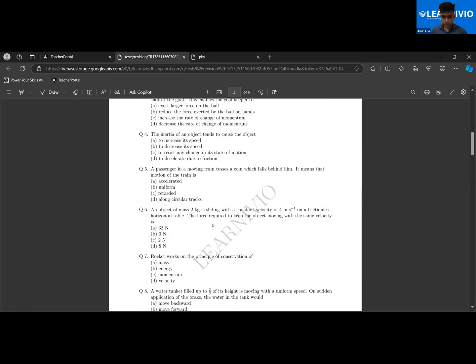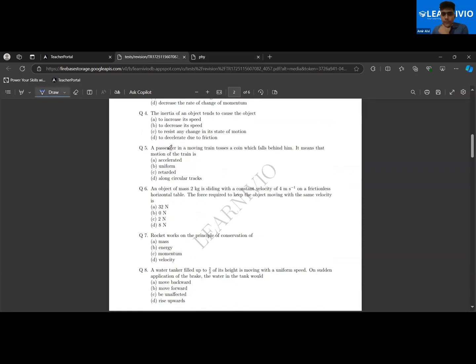So the question number 5 that you have. It says that a passenger in a moving train tosses a coin which falls behind him. So it means that the motion of the train is, what would be the correct option, Hanan? You have written C. That is not the correct one, but I'm giving you one chance. In your opinion right now, what should be the correct one, except C?